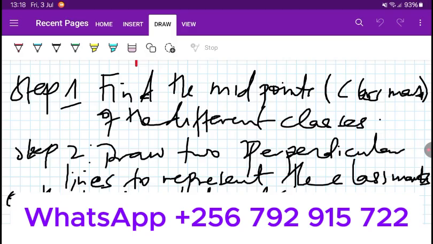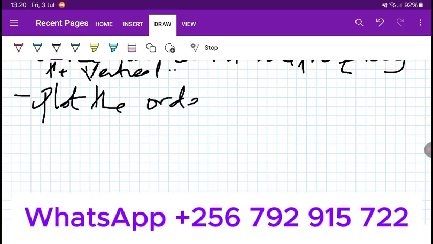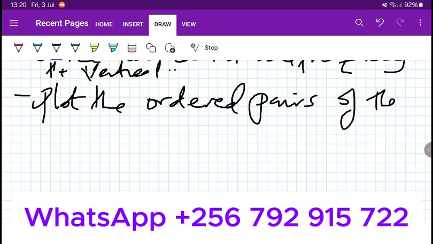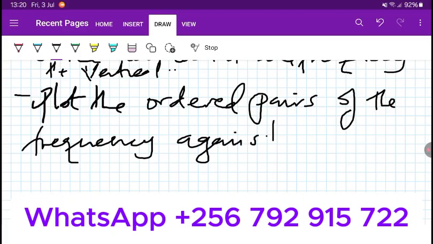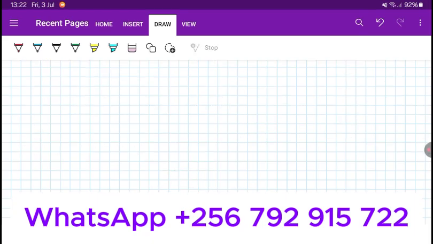Of course, we draw frequency against the class mark. The last point is for us to plot the ordered pairs of the frequency against class mark. So let's get to solve this. So let's indicate what we have and then we solve this.